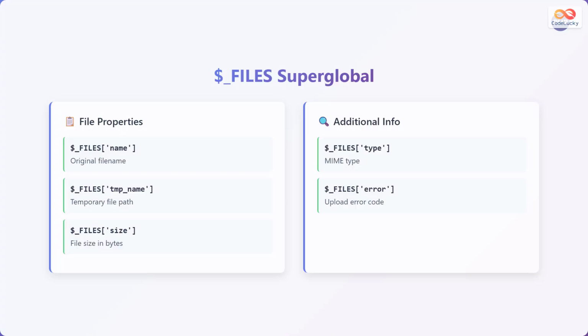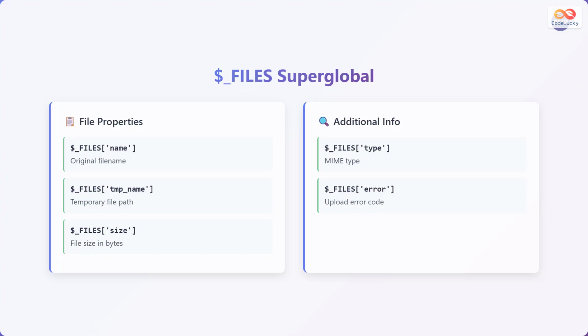When a file is uploaded via an HTML form, PHP makes information about that file available through the $_FILES superglobal array. This slide outlines some of the key properties available within this array. $_FILES['name'] contains the original file name of the uploaded file as it existed on the user's computer. $_FILES['tmp_name'] stores the temporary path of the uploaded file on the server. This is the location where the file is stored temporarily before you move it to its final destination.